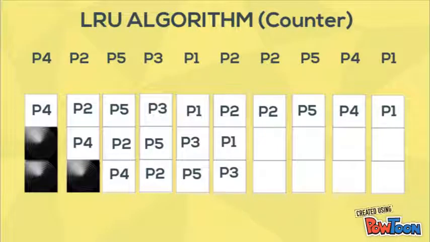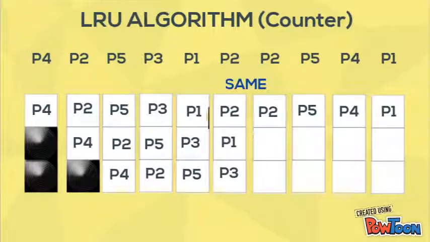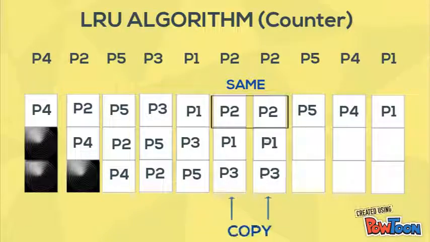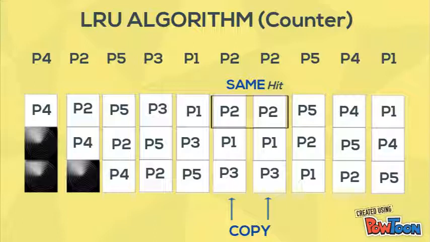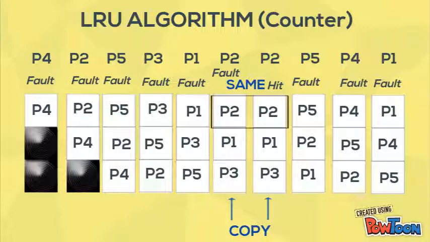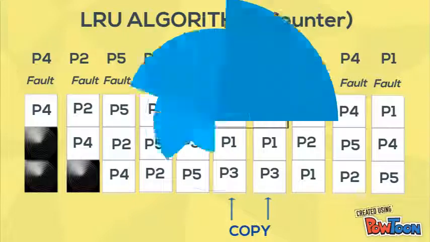Since the first page and the 6th and 7th columns are the same, we just need to copy the entire 6th column into the 7th column. We will also put hit in the 7th column. Then the rest will be done the same as what we did in the 3rd to 6th columns. We will put fault in each column except 7.